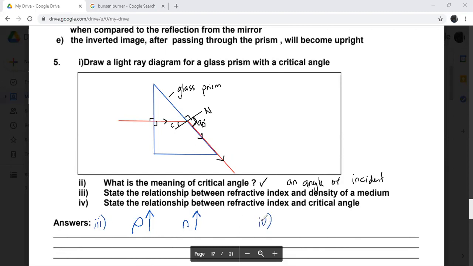Then state the relationship between refractive index and critical angle. The formula shows that refractive index is equal to 1 over sine C. So whenever the refractive index value increases, the critical angle value will decrease.